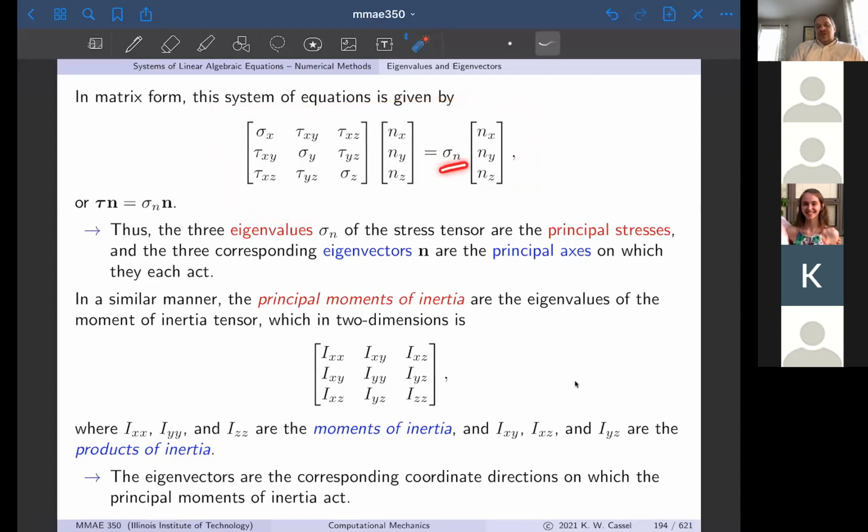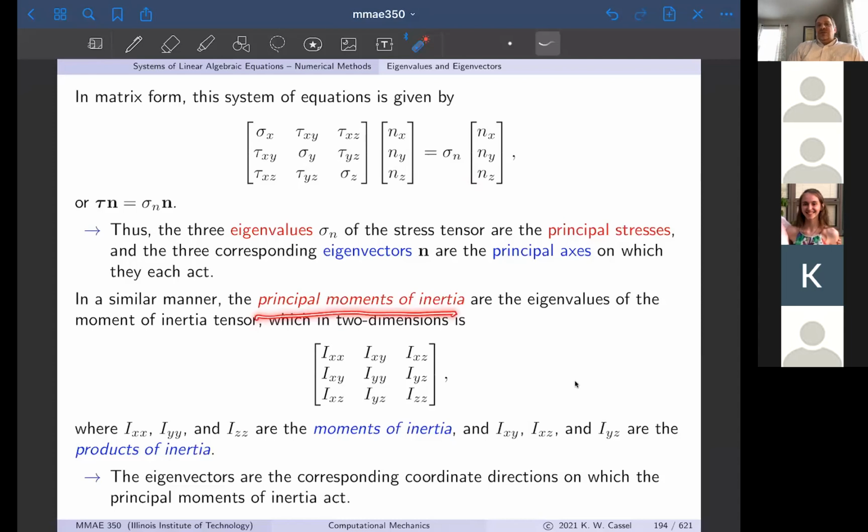And the eigenvalues will give you the values of sigma. So those are the principal stresses themselves, the normal stresses. And then the eigenvectors, well, those are going to be the principal axes, the directions that those principal stresses act. So a physical question has a mathematical answer. And in this case, that mathematical answer is find the eigenvalues and eigenvectors. So we'll do an example of that in a moment.